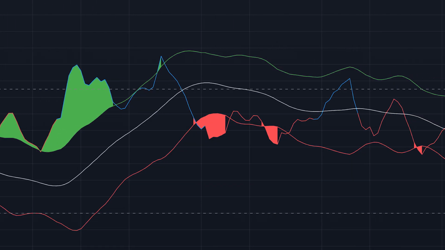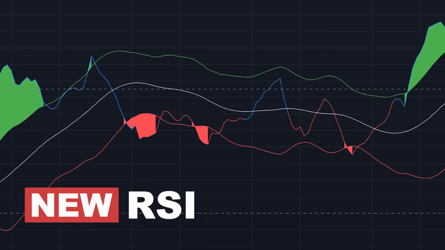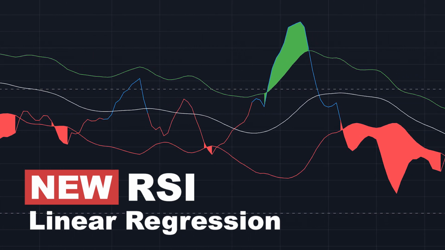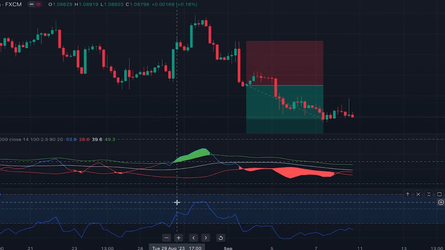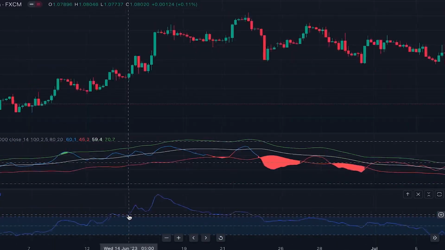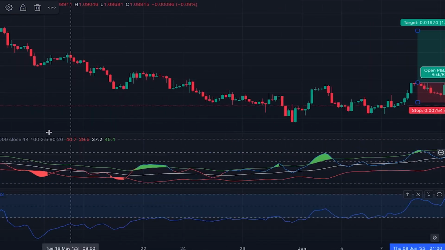In today's video, I want to introduce a new version of RSI that is integrated with linear regression and it performs much better than the original RSI. Just make sure you watch this video until the end because I'm going to teach you a trading strategy based on this new RSI, which is very accurate and highly profitable.